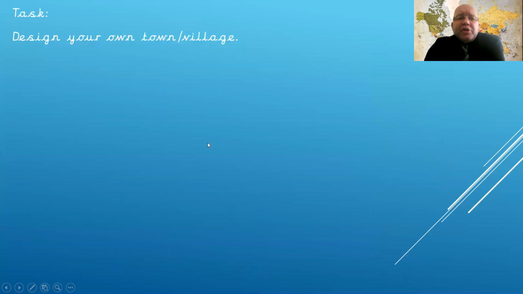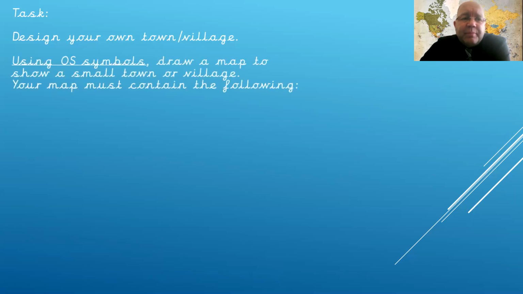Now, here's your task for today, and I want to tie this in with our screen-free afternoon. I'd like you to go away from the screen and have a little bit of an arty afternoon, because I want you to design your own town or village. I want you to draw a map of your own town or village using OS symbols. So using the symbols you've learnt about over the last couple of lessons, draw a map to show a small town or village. Your map must contain the following.